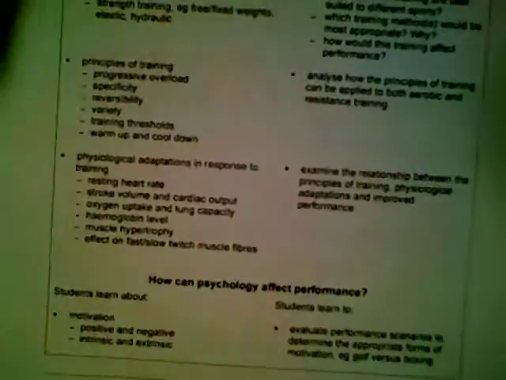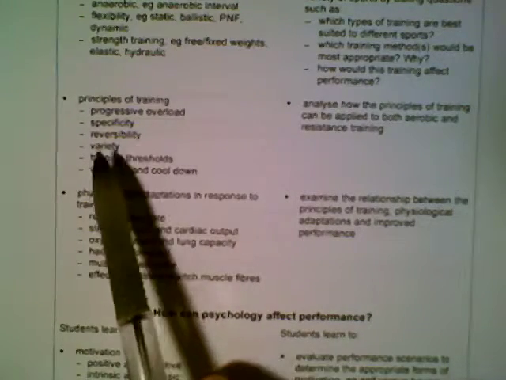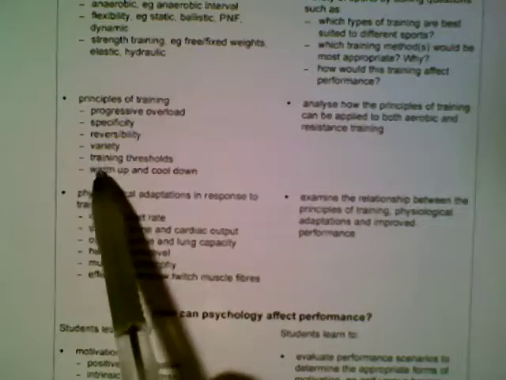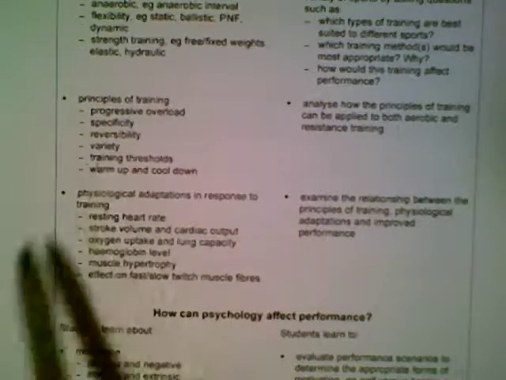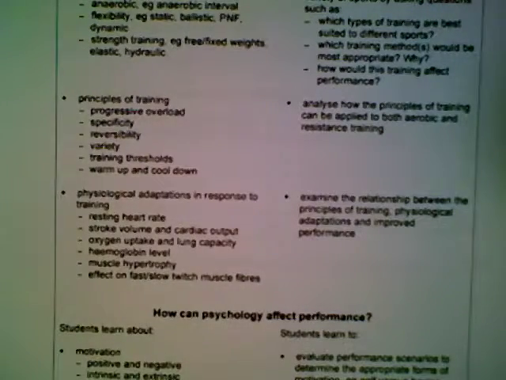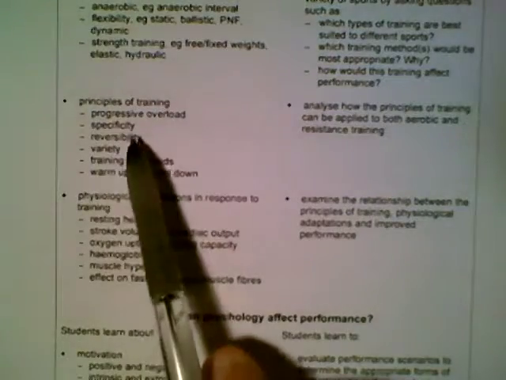We know the part of our syllabus where it comes from. It's right here. It says the principles of training: progressive overload, specificity, reversibility, variety, training thresholds, warm-up and cool-down. They're the 6 areas for the principles of training that students need to include. They need to state them and give a short explanation. I was unable to find a very good response for this question.